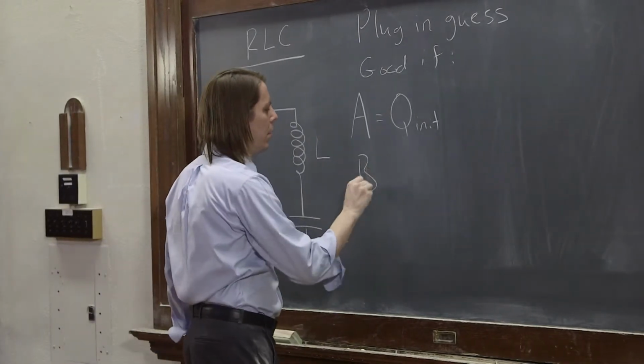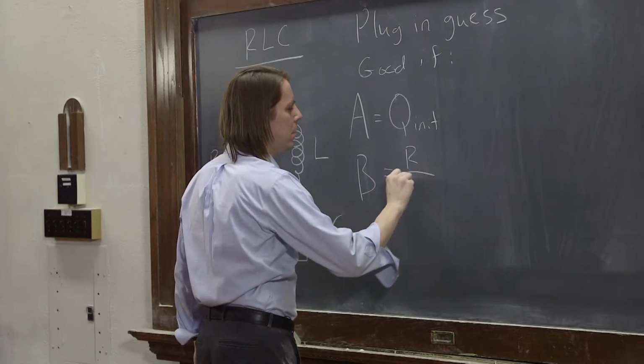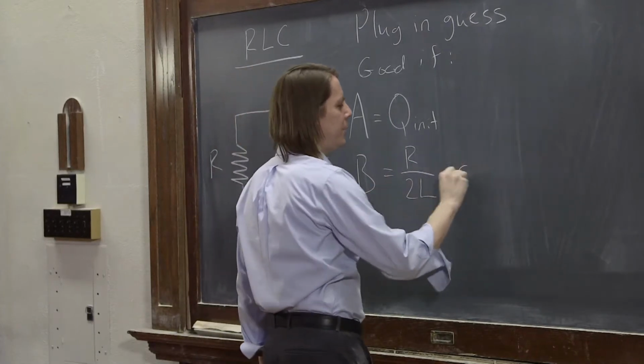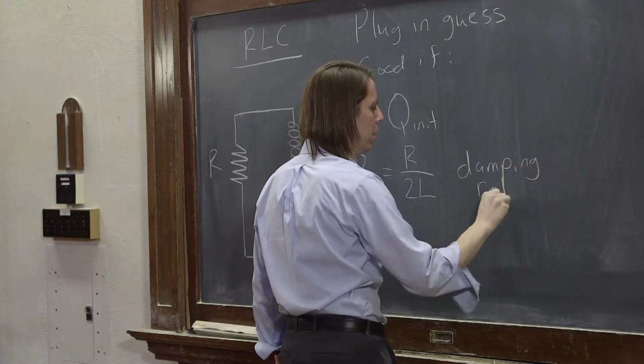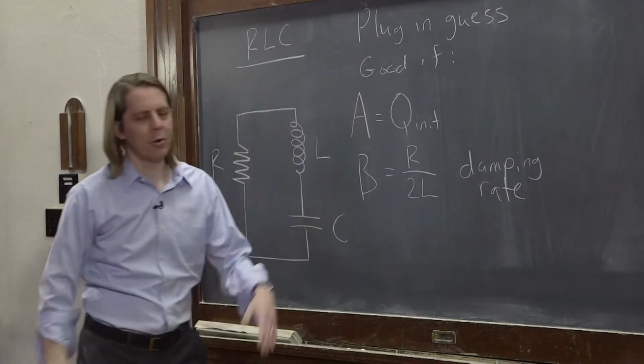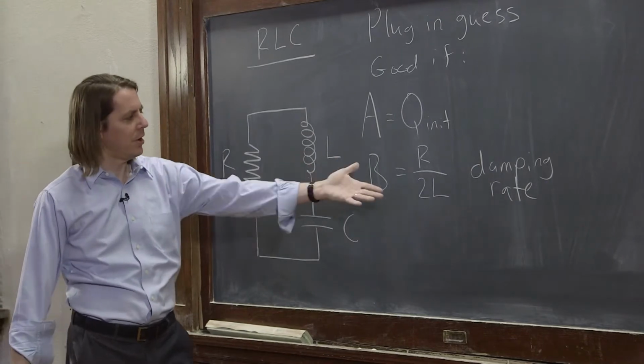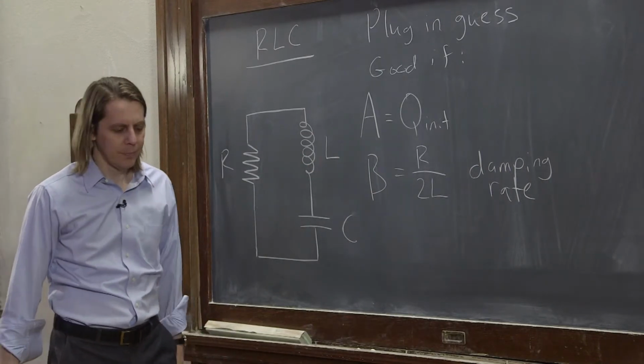B would be R over 2L, and that's basically the damping rate. So just like we thought in that part of the equation, B looked like the damping part. That's the value, R over 2L.